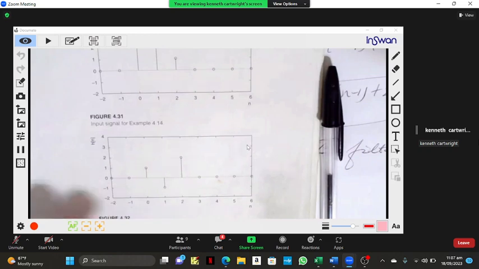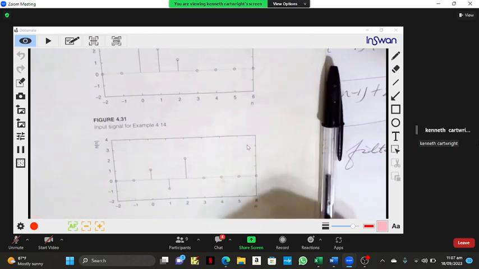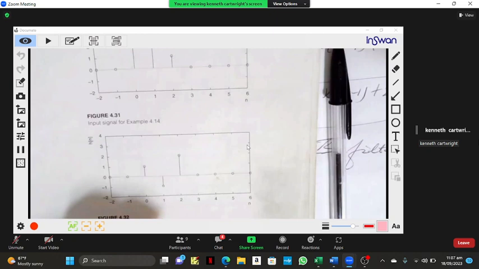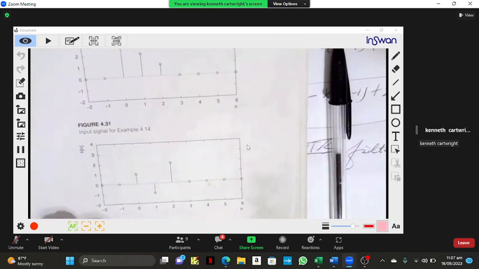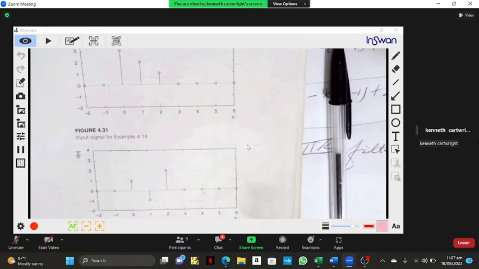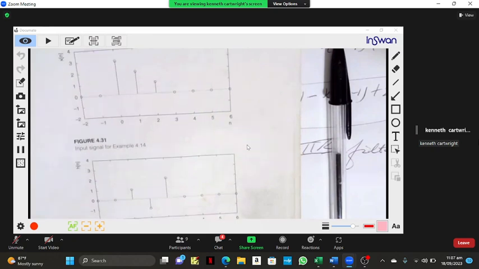Let's try this again. Please send me y of 0. Send me the output when n equals 0, knowing that the impulse response to this filter is the bottom graph, and the input for this filter is the top graph.